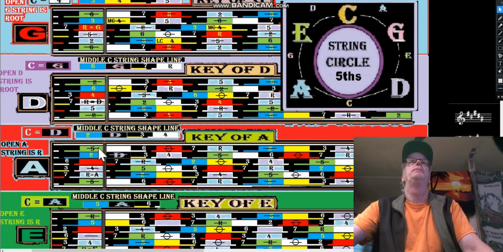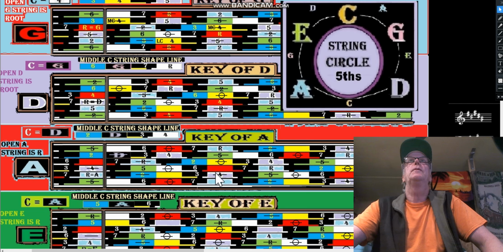Here's A, and the fourth of A is D, because remember, circle of fifths goes clockwise, circle of fourths goes counterclockwise. String shape fourths, where C goes to E and E goes to C, but the rest of them are in fourths and fifths. Okay, so we go to the D string shape. Right there's our 2, 3, 4. Here's our D string shape.